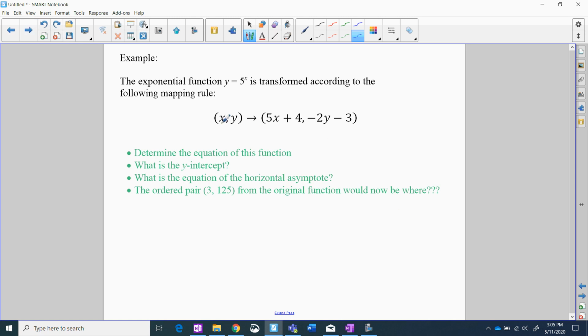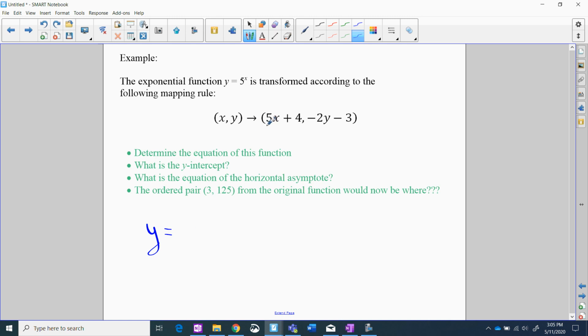This one, they start with the mapping. And again, it's using 5 to the x. This could be any function, 3 to the x, 2 to the x. It's done the same way. It says, what would be the equation of this function? So it's kind of basically putting your brain in reverse. Let's start with that. Y equals.